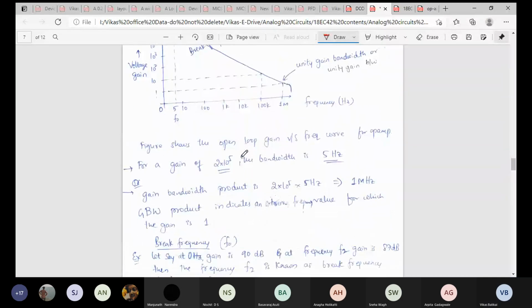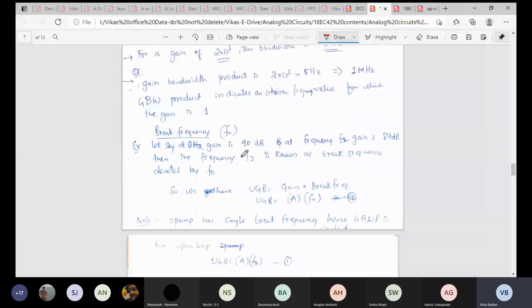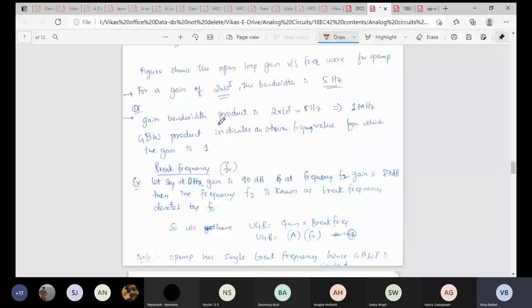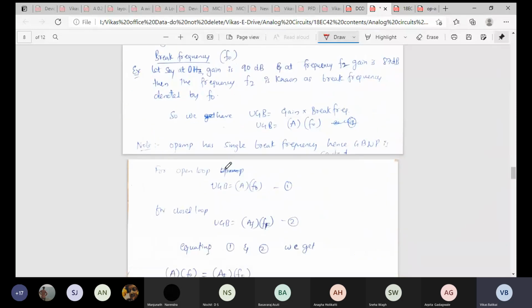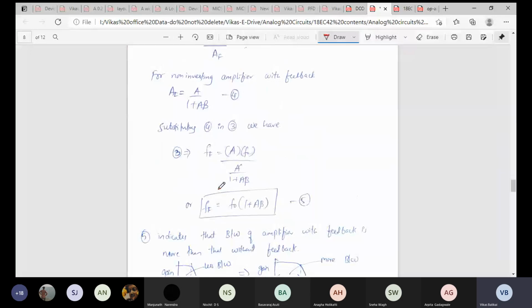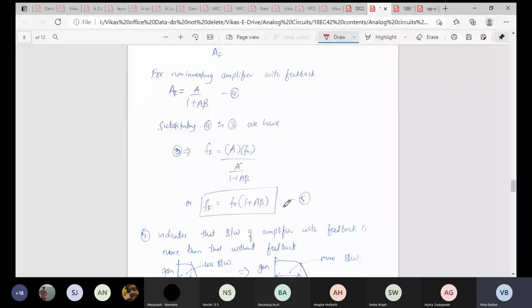And since the op amp, being a feedback amplifier, has a single break frequency, we tried to compare the break frequency of a feedback amplifier to that of an amplifier without feedback. So basically we compare F0 and FH. F0 is the break frequency that we achieved for a simple voltage amplifier without feedback, and FF is the break frequency that we have with feedback. When we compared, we obtained that FF is equal to F0 multiplied by 1 plus A beta.